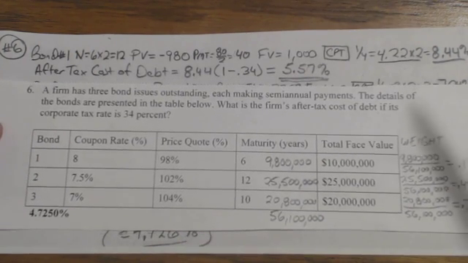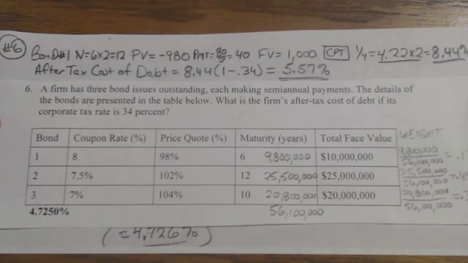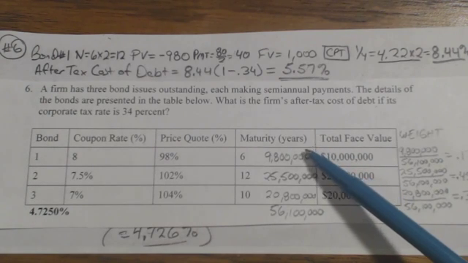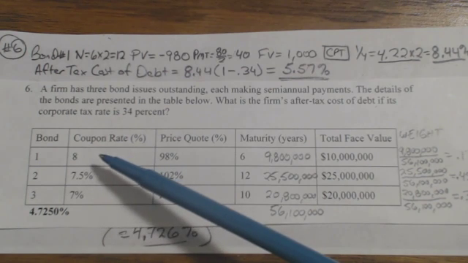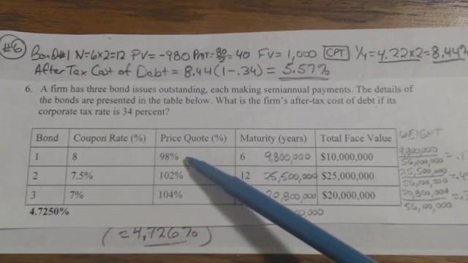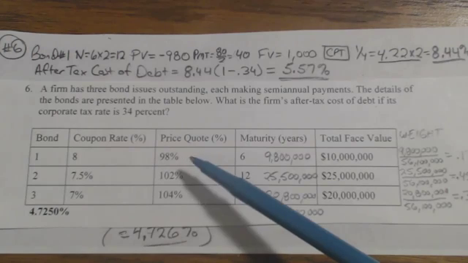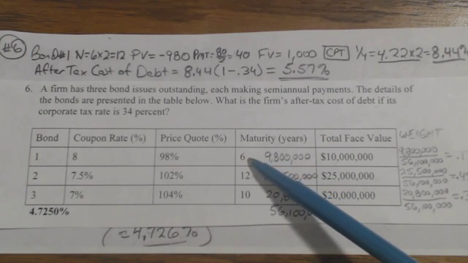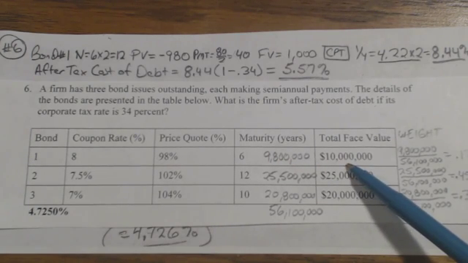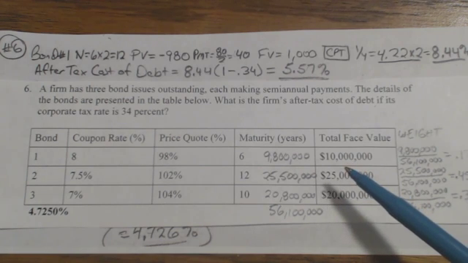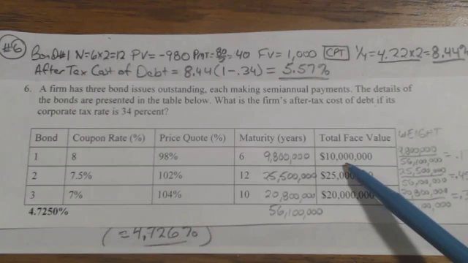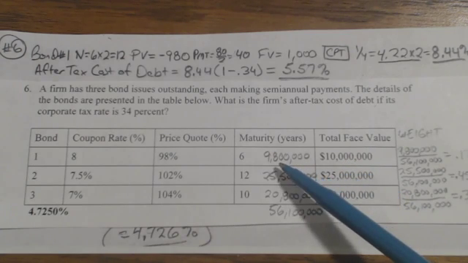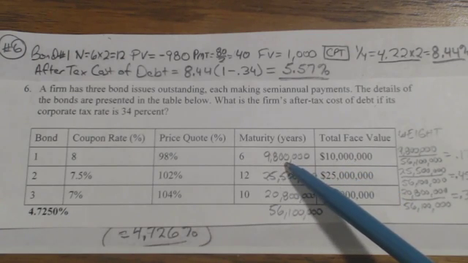So let's do bond number 1. I put this in here, but I'll explain it to you. Bond number 1 has an 8% coupon rate. The price is 98%, 0.98. Maturity is 6 years. Face value is 10 million. You need to know the current market value of that. Since it's 98% and the face value is 10 million, the current market value is 9.8 million.